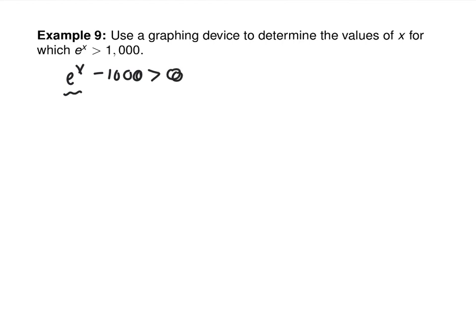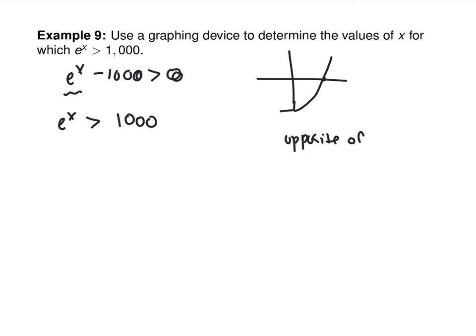You could graph this and look for where e to the x shifted down 1,000 crosses that axis. But I think a better way to do this is to just know how to undo the e function. So what is the opposite of x cubed? Cubed root x. What is the opposite of x squared? What is the opposite of e? ln x, which you're supposed to have seen at some point in time.